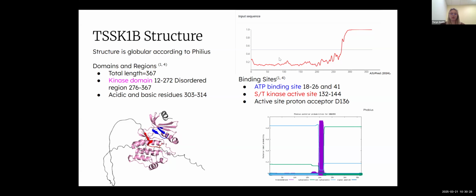The disordered region shown here from IUPred3 could be important for protein-protein interactions with proteins like TSSK2 or heat shock protein 90. Heat shock protein 90 is important for stabilizing TSSK1B by negatively regulating ubiquitination. And then here, Phobius shows a transmembrane domain, but it's in the kinase domain and correlates to an alpha helix that's embedded inside the protein in this area. So this is likely a false positive due to hydrophobic residues.